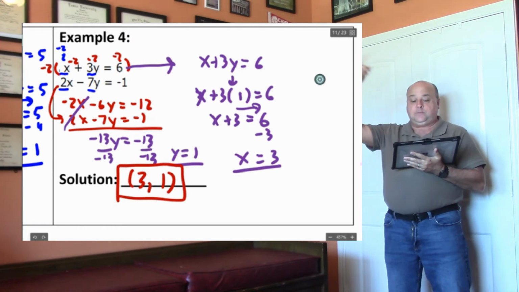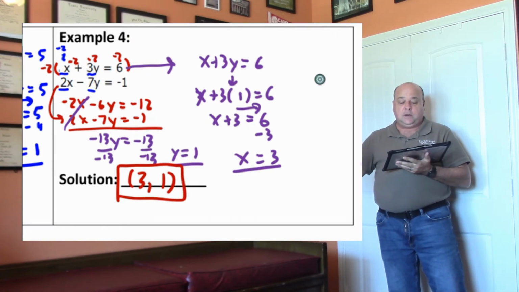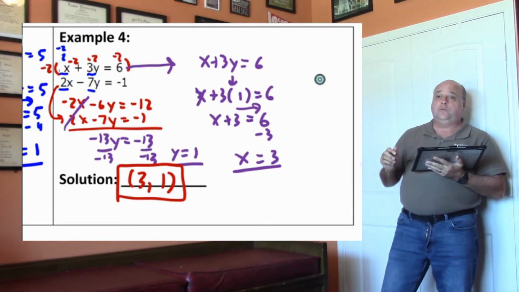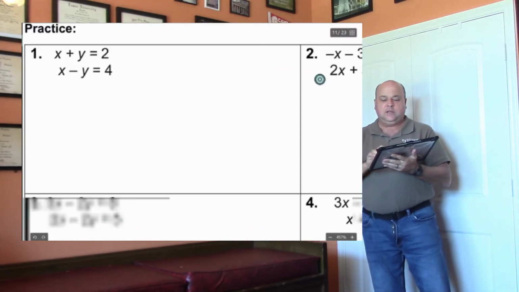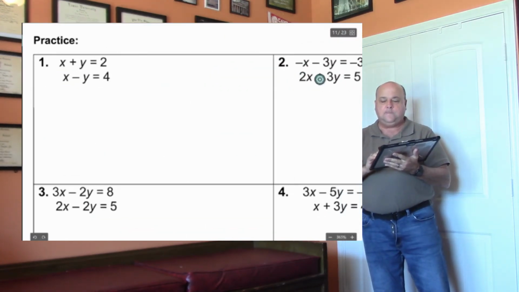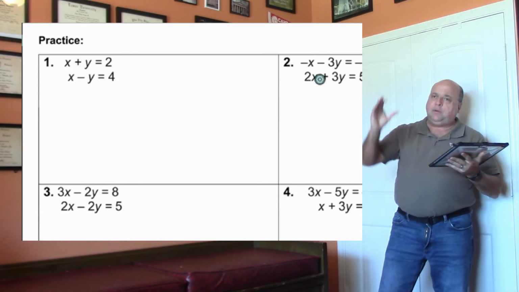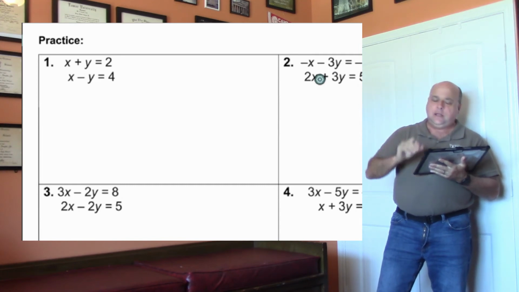And if you were to go up to the top, 3 plus 3 times 1 is 6. 2 times 3 minus 7 times 1 is negative 1. That ordered pair makes both equations work. Continuing on, this will start getting easier, okay? This is practice on your own. Just remember, it's a lot of steps. You got to get every single integer problem right.